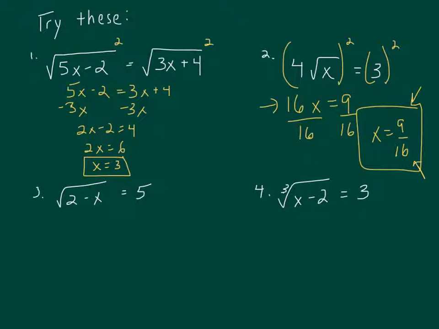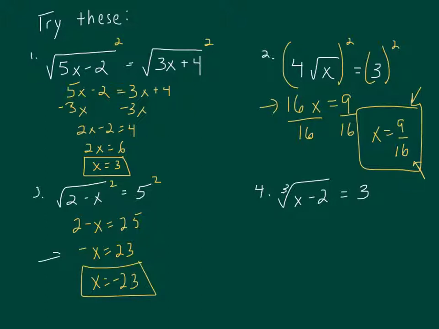Please try number 3, so hit pause now. Look over your work for number 3. Make sure that you don't forget the negative in front of the x, because that belongs with the x, not with the 2. You're subtracting 2 from both sides. That's where the 23 comes from. Once again, hit pause and try number 4.